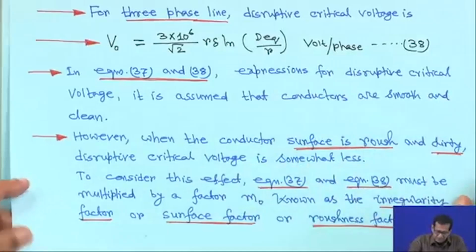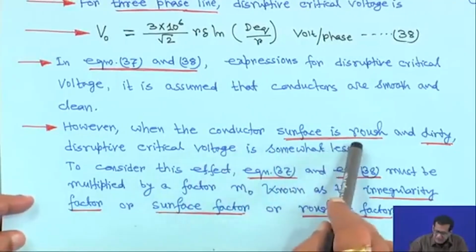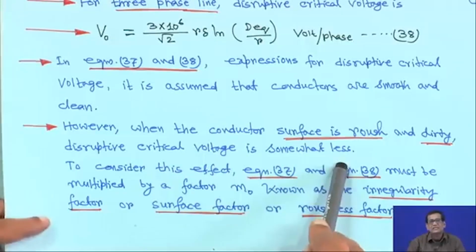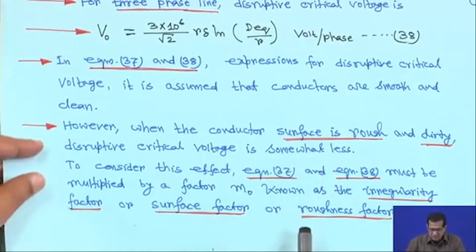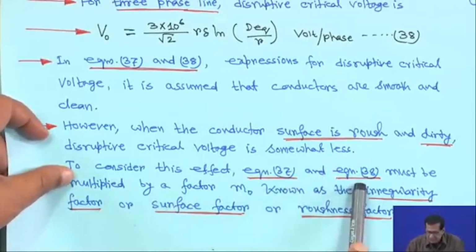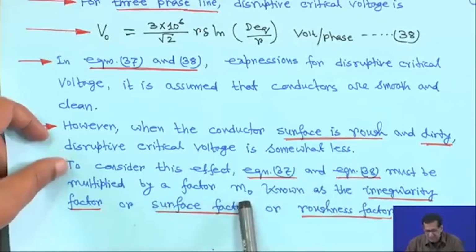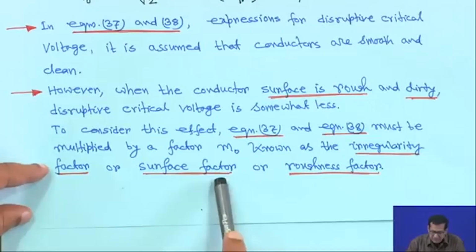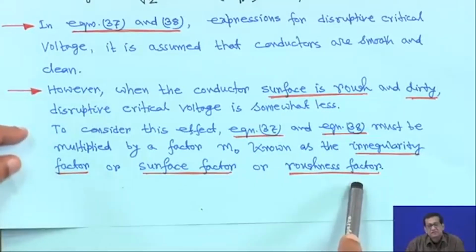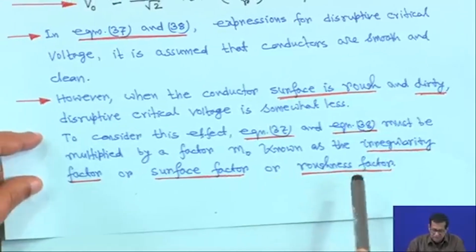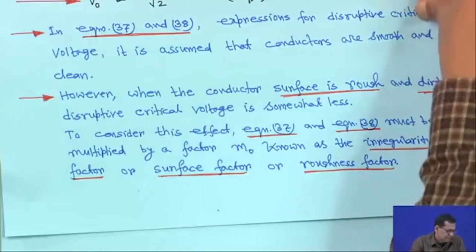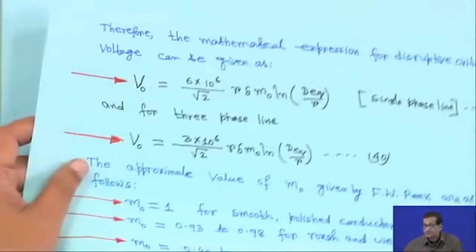But if the conductor surface is rough and dirty, the disruptive critical voltage is somewhat less. So, in that case, to consider the effect, equations 37 and 38 must be multiplied by a factor called m0, sometimes known as the irregularity factor or surface factor or roughness factor. This value will be less than 1. So, 3 terms are there: irregularity factor, because the conductor is not smooth, surface factor, or roughness factor.